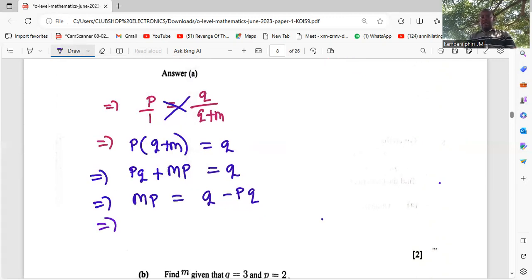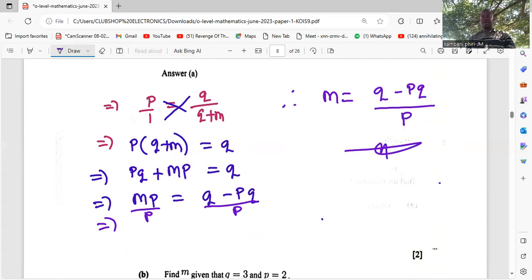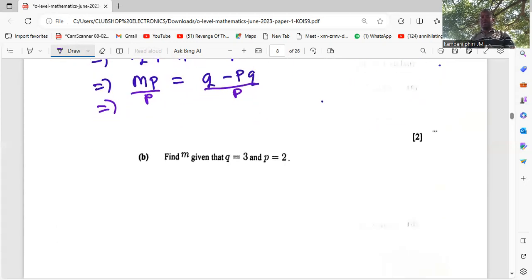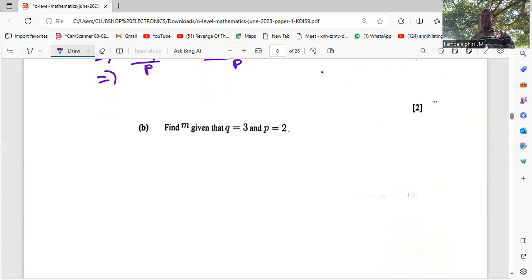What does this imply? So we want M, so we divide by P throughout. Therefore, M is equal to Q minus PQ divided by P. Basically, this is our answer, right?